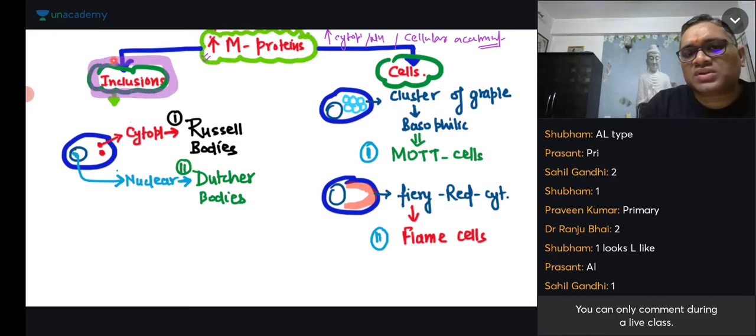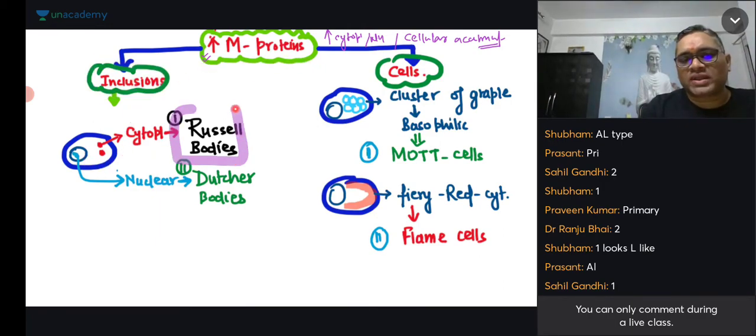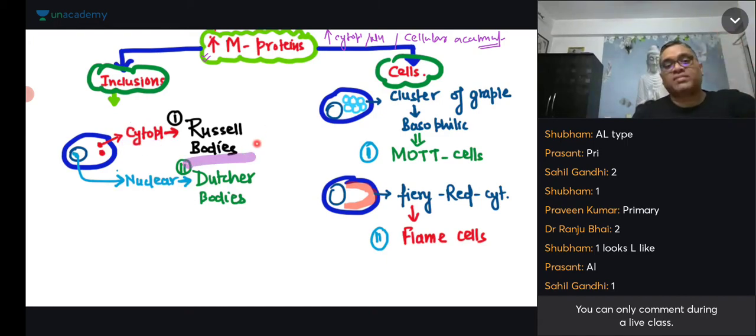So some will be called inclusions, and there are some important cells also. So what are the inclusions you are going to see in multiple myeloma? Because of the excessive M protein accumulation, there are two types of inclusion you are going to see. One is called Russell bodies and the second is called Dutcher bodies. Cytoplasmic M protein inclusion, see what I'm saying, M protein in the cytoplasm, is called Russell bodies. Intranuclear accumulation is called Dutcher body. Right? So increased M protein inclusion in the cytoplasm is called Russell body, in the nucleus called Dutcher body.